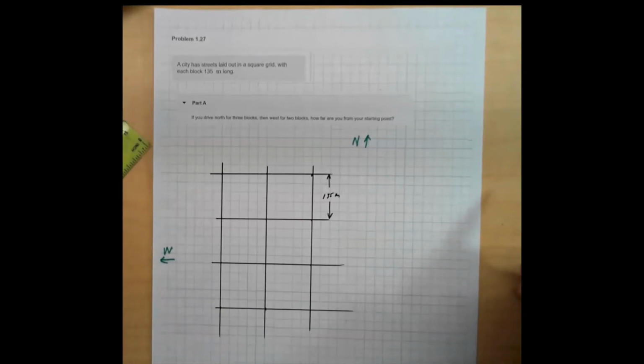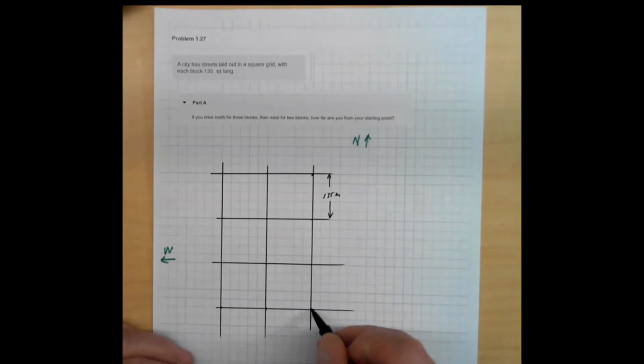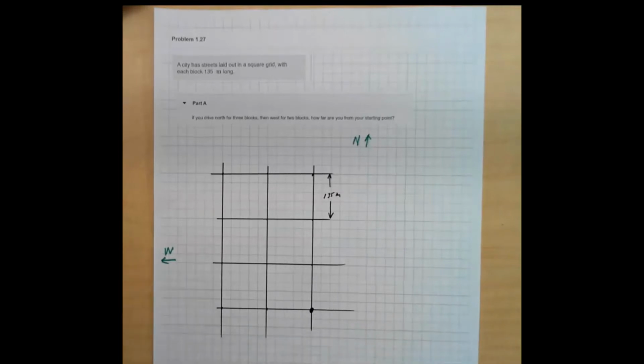This is a vector problem involving displacement vectors, but you could probably just figure this out using your knowledge of basic geometry and the Pythagorean theorem. But let's say you're going to start here. So this would be your initial position. Then you're going to drive 3 blocks north.